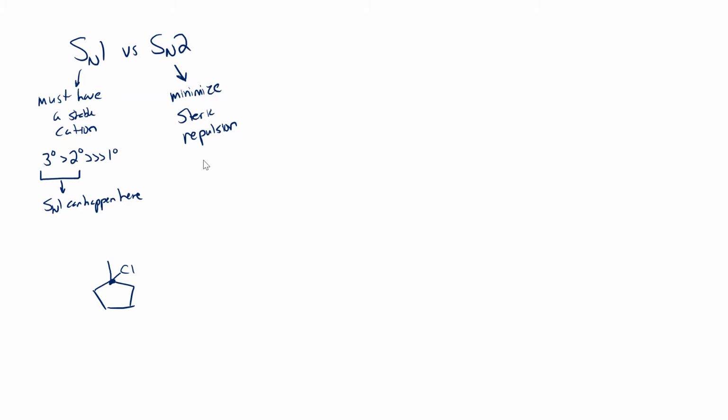And so SN2 reactions happen at methyl groups. So if you have methyl iodide, right, this is the absolute bare minimum of steric repulsion. This carbon has no carbons attached to it, right? That's probably the best. Primary is good, secondary is okay, tertiary does not happen, right? So methyl groups, primary groups, and secondary groups, SN2 can happen here.